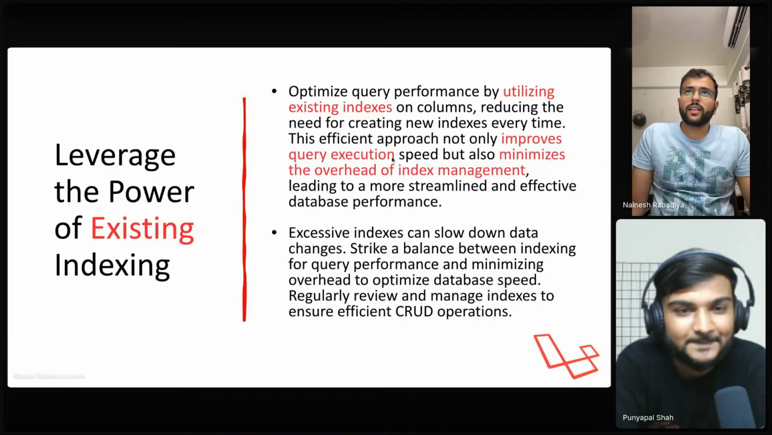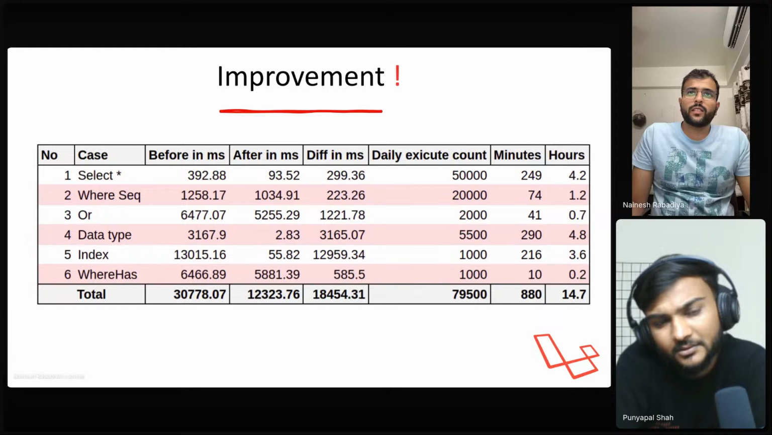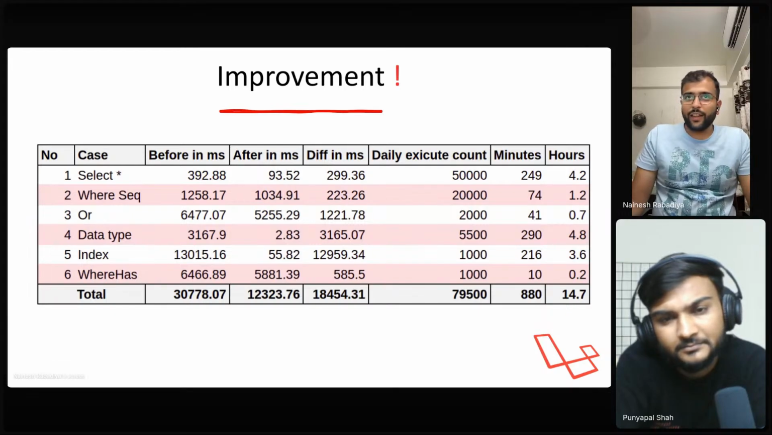So basically, what I want to say is just reuse the existing indexing. Here are some calculations I want to share. With select star, we save around 300 milliseconds. With the where sequence, we save 200 milliseconds. With OR where, we save around 1 second. With the data type and indexing, we save around 3 seconds. With reuse of indexing, I saved 12 seconds.